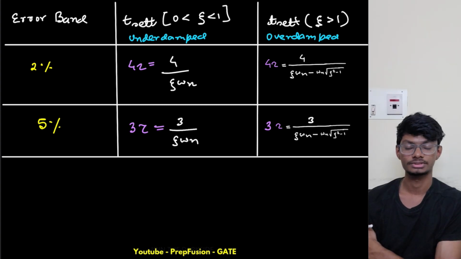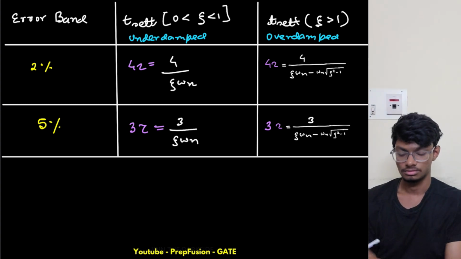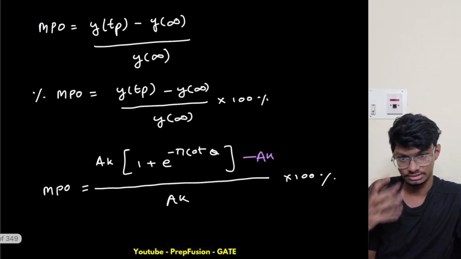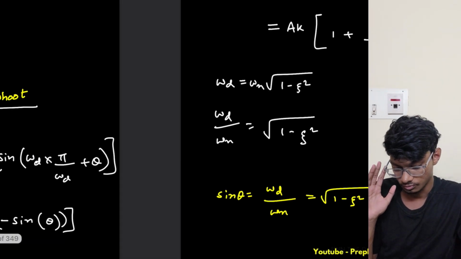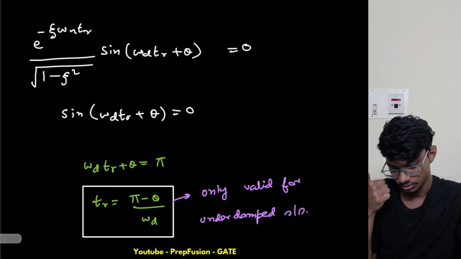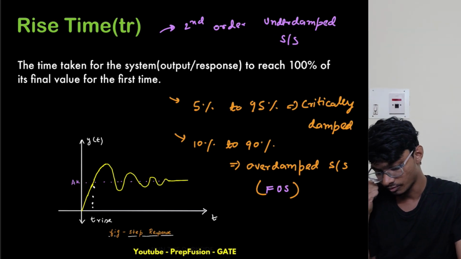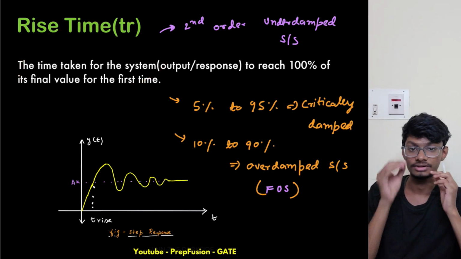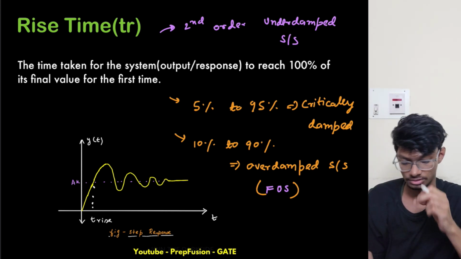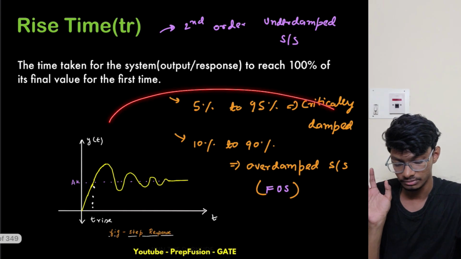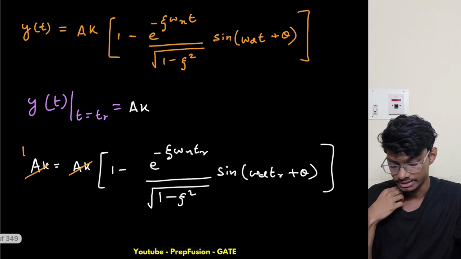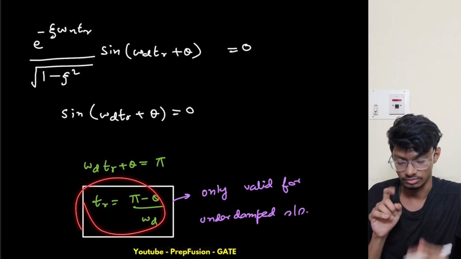So we are done with these parameters. Let us get a quick recap. What did we study? Firstly we studied the rise time. The definition for the overdamped case is the first time it reaches 100% of its steady state value from 0%. For critical damped it is different, and for overdamped it is similar to the first order system. We derived the rise time and got this answer, which you have to remember.